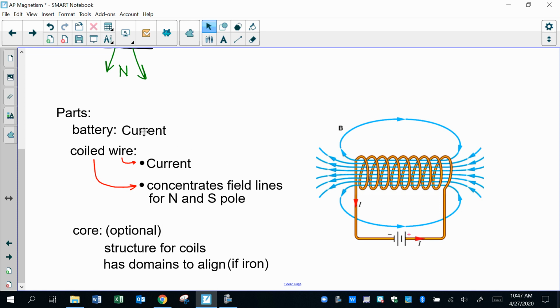So I need current, and I need a coiled wire because that's going to concentrate those field lines to give me south pointing in, north pointing out. The core is optional. It's good for structure. If I have a big chunk of metal, I can wrap my wire around it very easily, and I also have those domains.